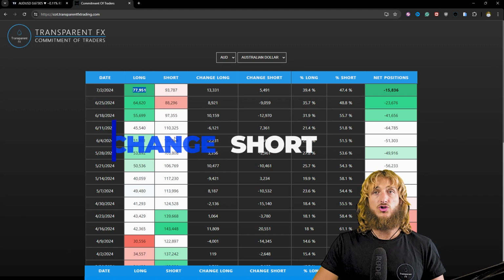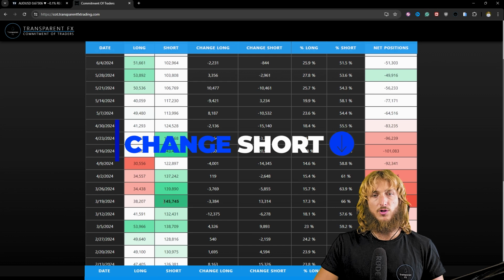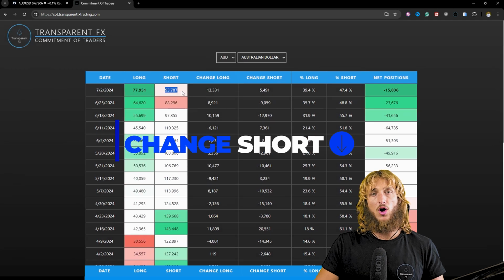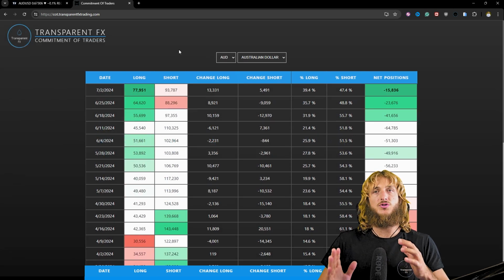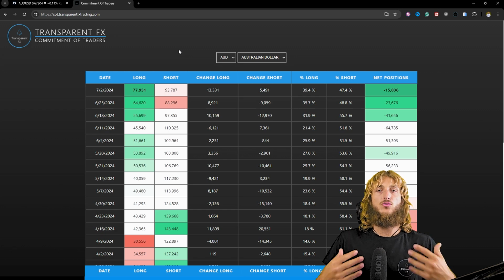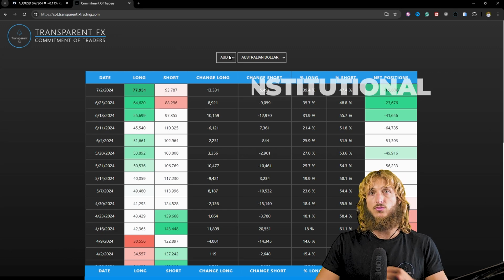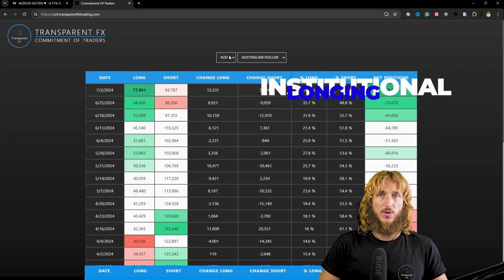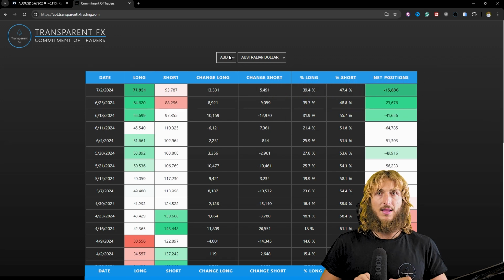And at the same time, shorts have been decreased quite massively, going from 145k all the way down to 93k. So institutions are clearly moving back to the bullish side for the AUD, meaning to the bullish side for AUDUSD. So let's keep that in mind and move back to the chart.